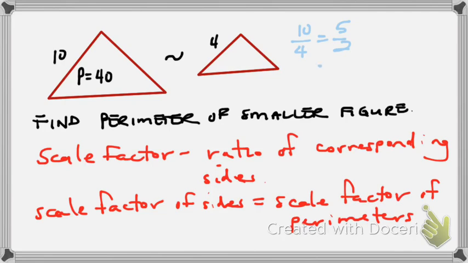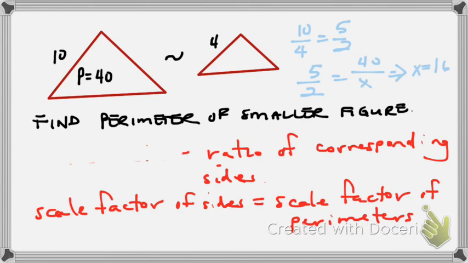So now I could take that 5 halves and say, okay, 5 halves is equal to 40 over x to figure out the perimeter of the other figure. So then I end up with 40 times 2 is 80. 80 divided by 5, and I end up with x is equal to 16. Now, hopefully you have this already. I'm going to go ahead and erase this part down here. I want to show you one more thing.